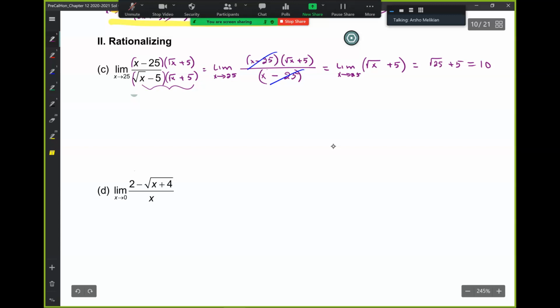Plug in a 0, you get 2 minus root 4, 0 over 0, indeterminate. Hey, listen, sometimes there is a trick question out there where you plug in the number and you don't get 0 over 0. So please just plug it in first. Save yourself the headache. Okay, so we're going to multiply by 2 plus root x plus 4.